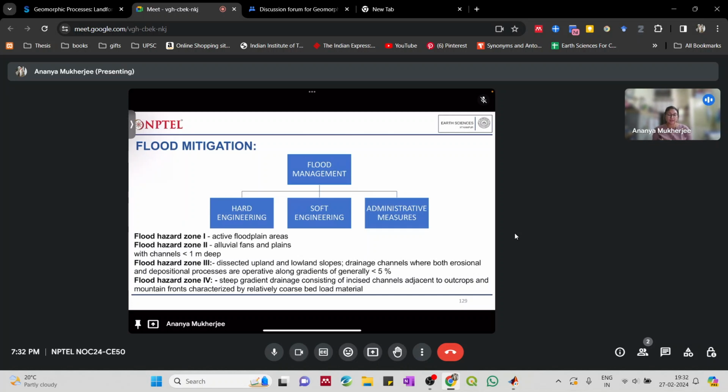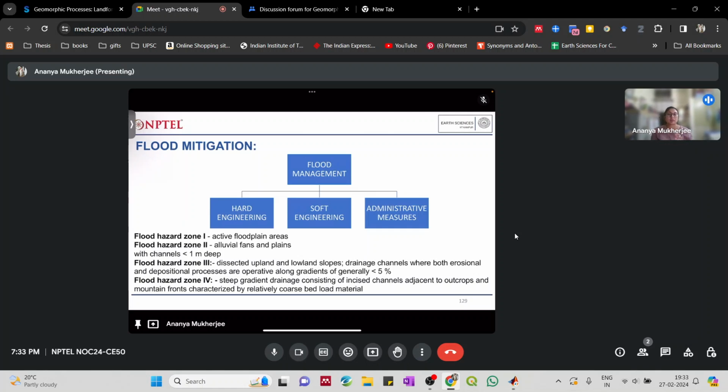So we can have four different kinds of flood hazard zones. Okay, so zone 1, which is very much prone to flooding, would be the active floodplain areas. Then zone 2 is alluvial fans and plains. Okay, so these are usually the foothills, with channels less than 1 meter deep, where the slope changes are actually happening. Then you have flood hazard zone 3.